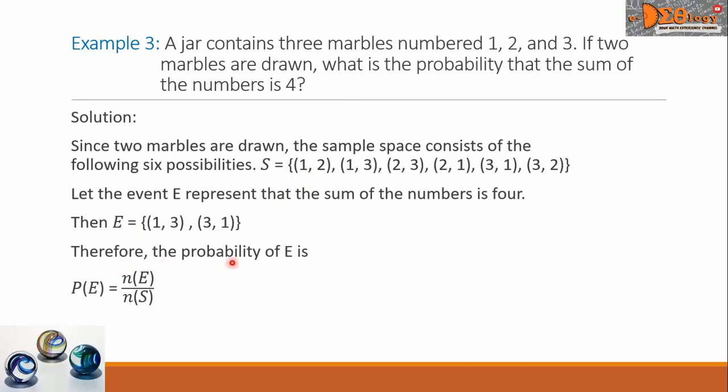Therefore, the probability of E is P of E equals n of E over n of S. This is equal to 2 in the numerator because there are 2 outcomes in E, over 6 because there are 6 elements in our sample space. We can reduce this to lowest terms, and this is equal to 1 over 3. This is our final answer.